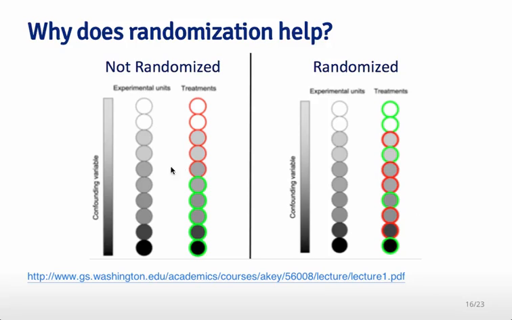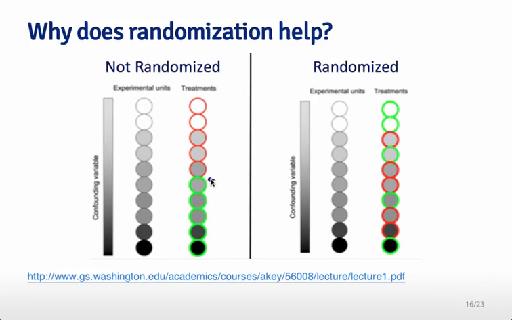Why does this help? Suppose that there's a particular study that we're performing, and suppose that there are 10 experimental units that look like this. Suppose there's a confounding variable, and lower values of that confounding variable correspond to lighter colors, and higher values of the confounding variable correspond to darker colors. So you have these experimental units, and suppose they're ordered by the values of the confounding variable.